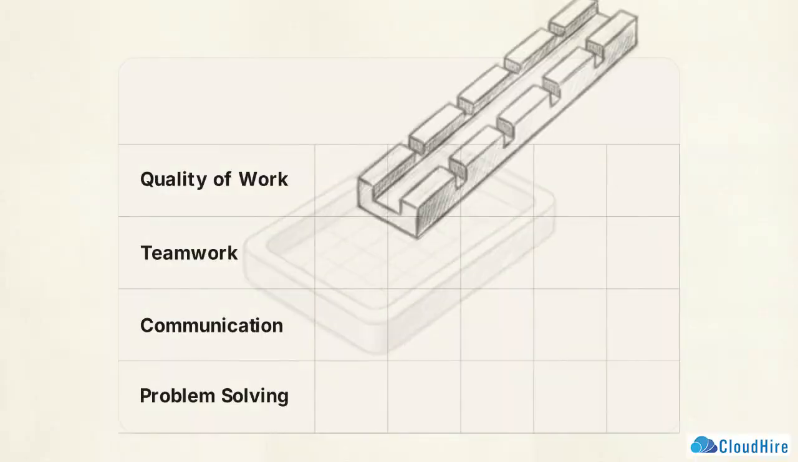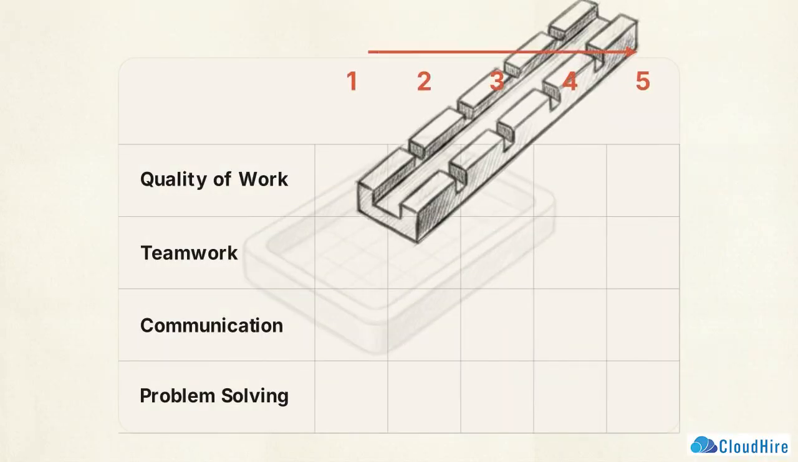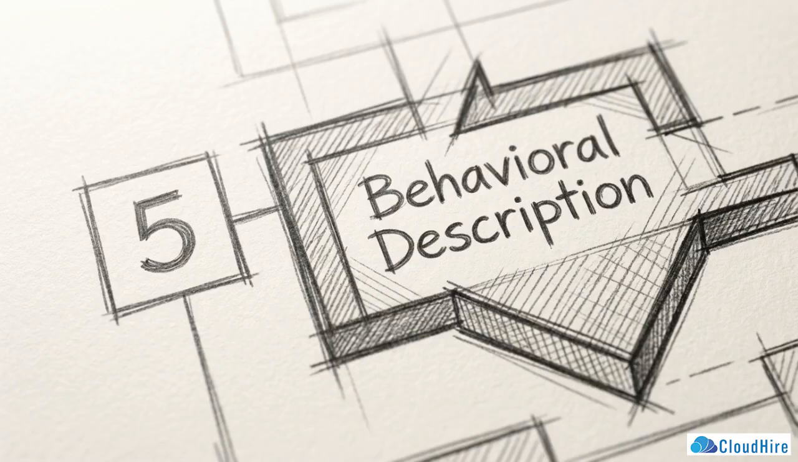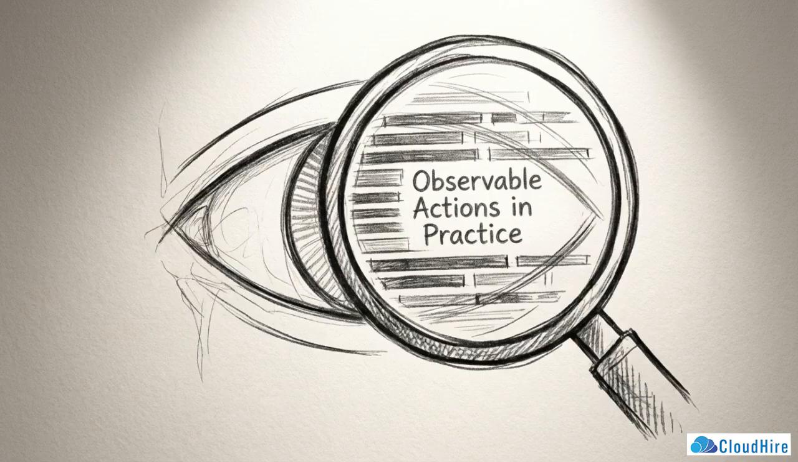Now we build the continuum, adding new columns numbered 1 through 5 horizontally across the top. A 5-point numerical scale is the industry standard. It offers enough nuance to differentiate performance levels without over-analysis. But numbers alone are not enough. We must introduce behavioral anchors. These are specific, written descriptions of what a performance level actually looks like in practice.